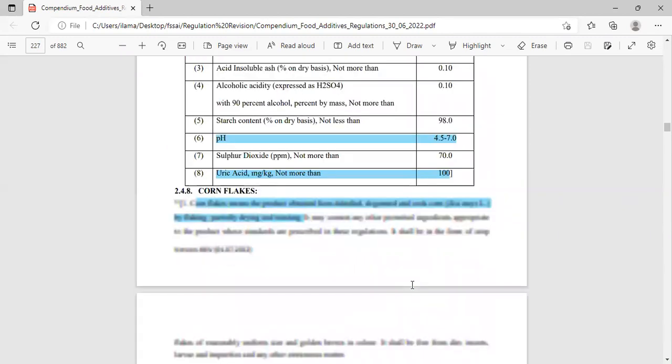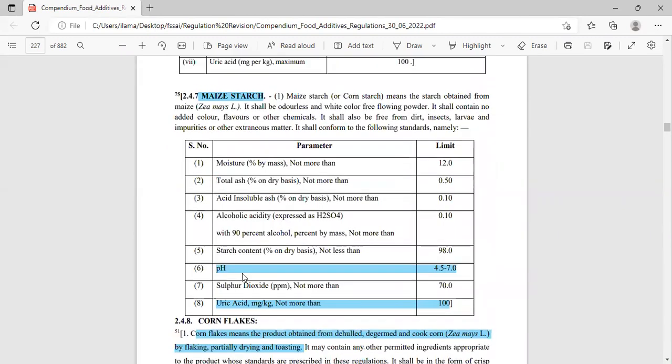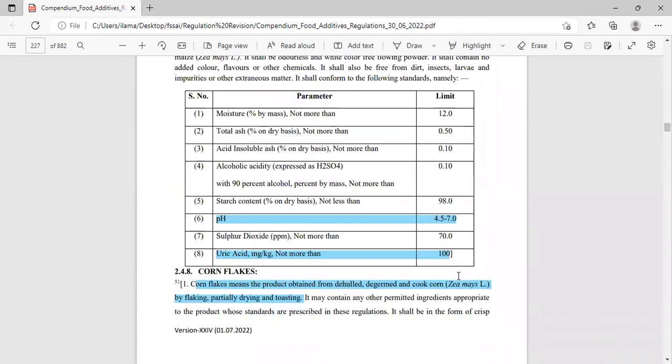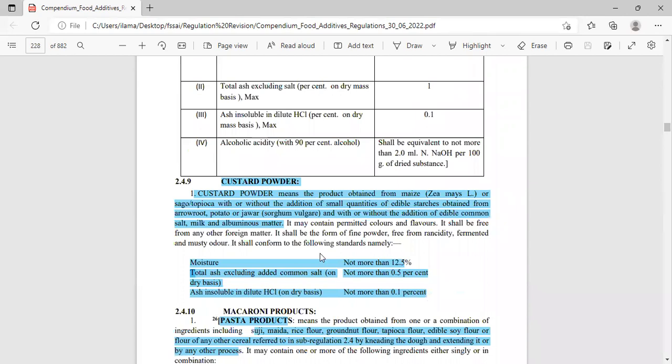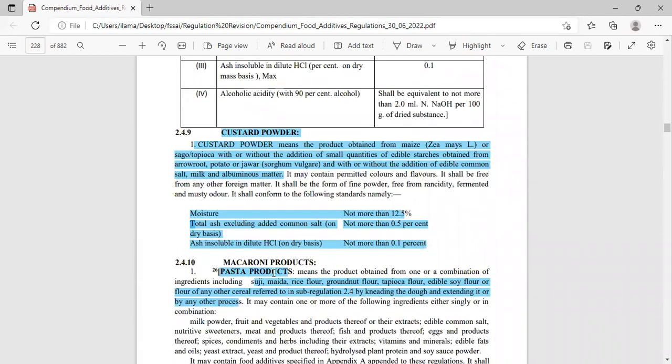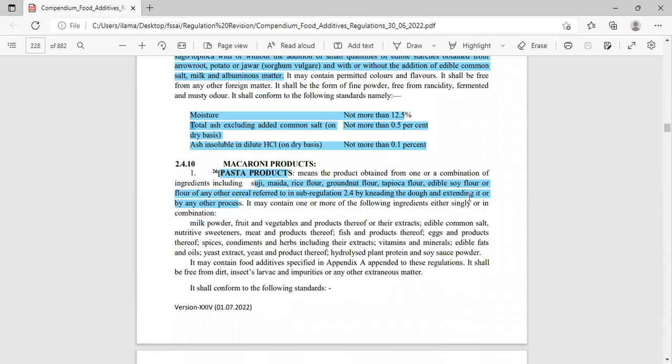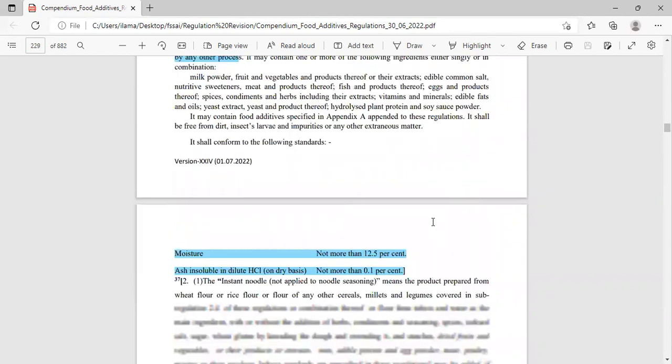And then maize starch. In maize starch only they have given the pH value, which is mostly 4.5 to 7. And see what is custard powder, and see what is pasta powders, and its parameters.